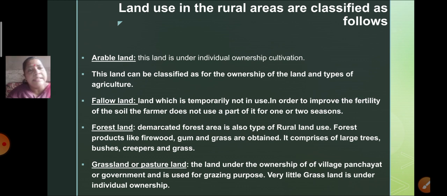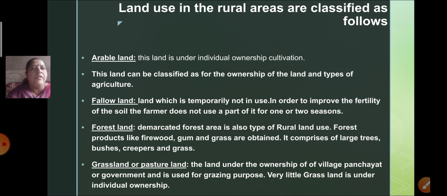Last is grassland or pasture land. Now what is this grassland or pasture land? The land that is left for grazing of the animals. A particular land which is under the ownership of the village panchayat or the government can be used for grazing purposes, where the animals are left for eating the grass. That land comes under grassland or pasture land. Very little grassland is under individual ownership. It is always under the village panchayat or the government. Only very few times can we see that grassland or pasture land is under some individual ownership.